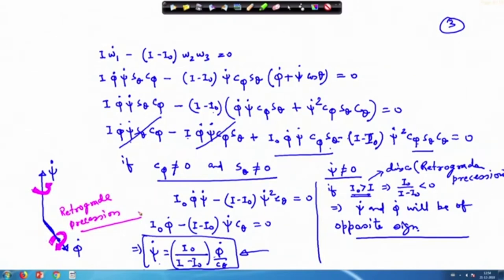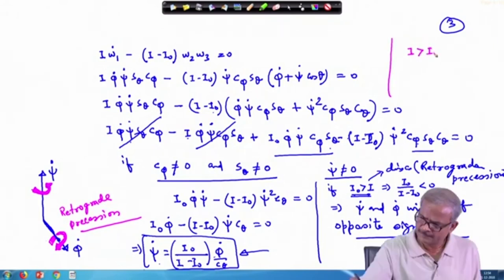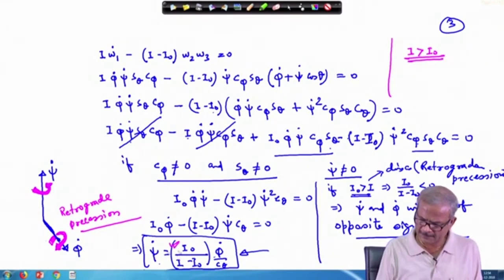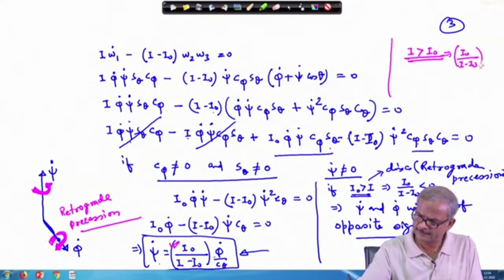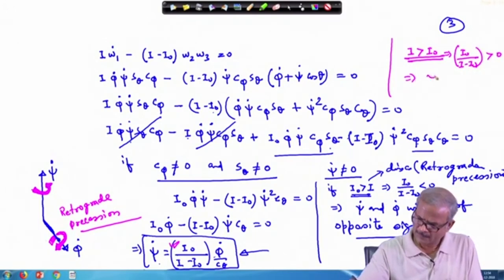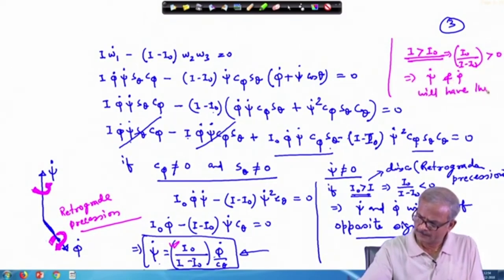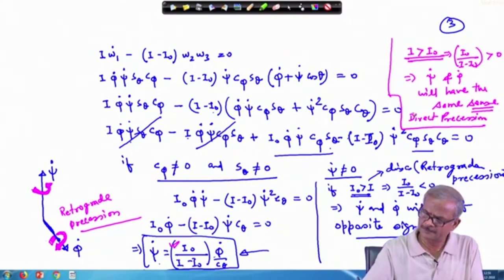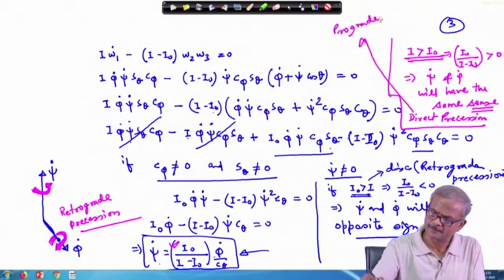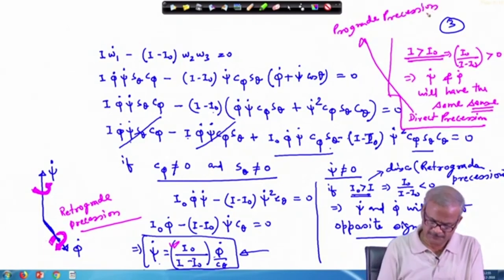On the other hand, if you have the case where I is greater than I 0, the quantity in this bracket is going to be positive, and therefore both psi dot and phi dot will have the same sense. This implies that I 0 divided by I minus I 0 is greater than 0, and this implies psi dot and phi dot will have the same sense, which we have written as the direct or prograde rotation or precession. This is the direct precession, and also it is called the prograde. This is retrograde, so this is prograde.